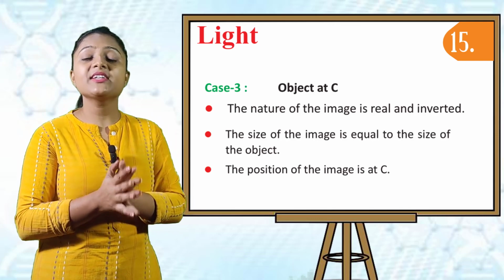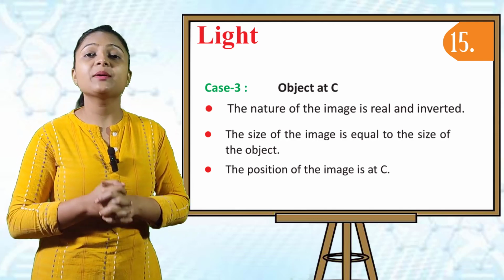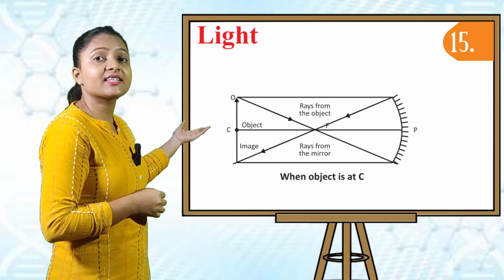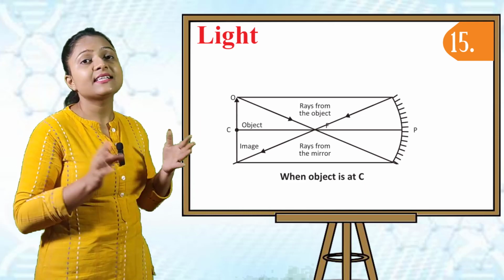The size of the image is equal to the size of the object. The position of the image is at C. Here is the ray diagram for case 3 when object is at C.